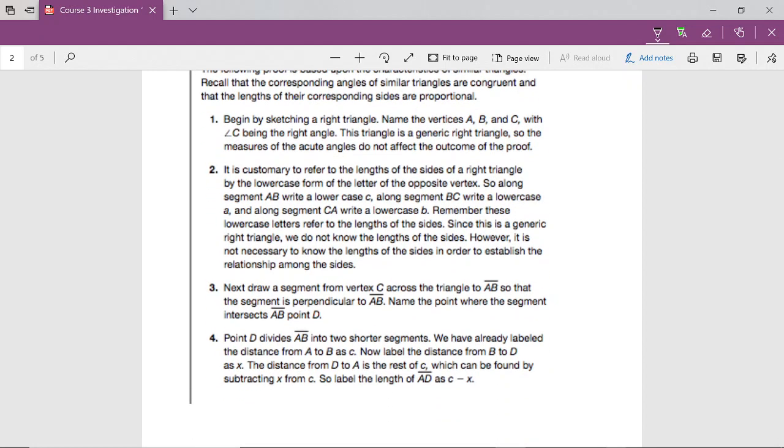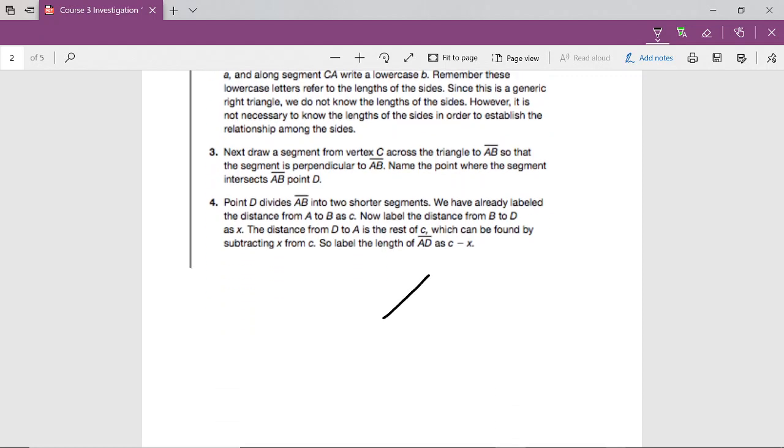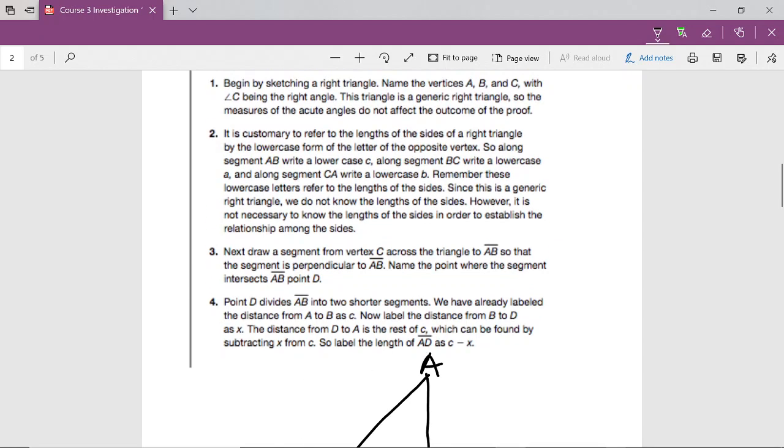Okay, we've already read that. Sorry to read it again. But number 1, begin by sketching a right triangle. Name the vertices A, B, and C. Okay, so I'll do that down below here. So any right triangle, doesn't matter what those lengths are. We have A, B, and C right here. And we're saying this is my right angle. So we have a right triangle.